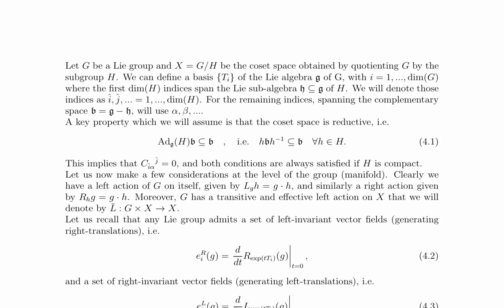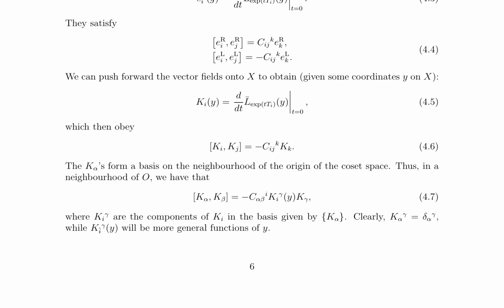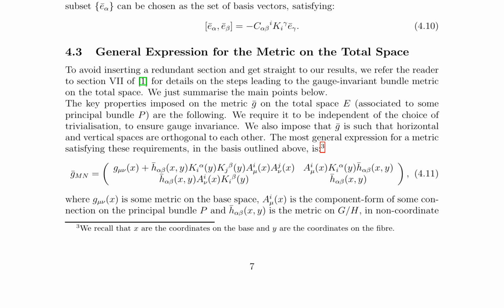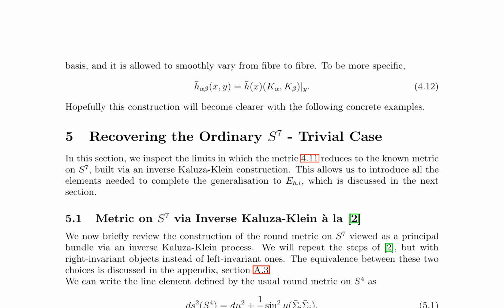Let's start with the Lie group G and its subgroup H. We consider the coset space X equals G/H, where we define a basis, T, of the Lie algebra G of G. The indices spanning the Lie subalgebra H of H are denoted as i, j, equals 1 to dim H. For the remaining indices, spanning the complementary space B equals G minus H, we use alpha, beta. A key property is that the coset space is reductive, implying C_{alpha j} equals 0, always satisfied if H is compact. The research paper discusses the construction of the round metric on S7 through an inverse Kaluza-Klein process.